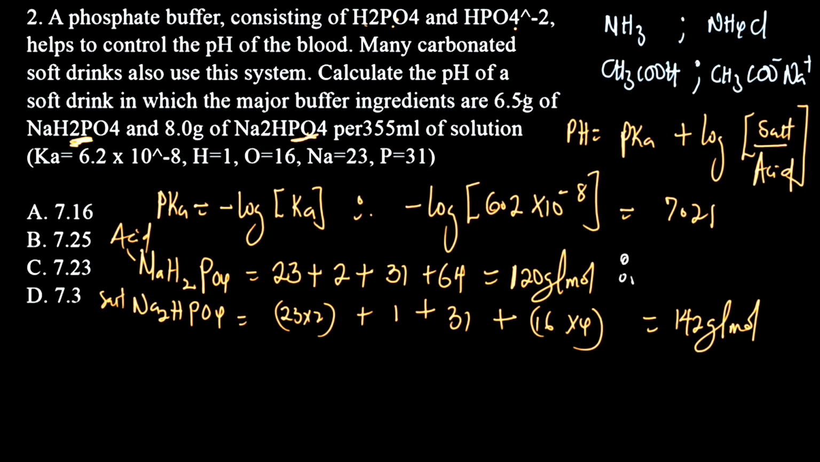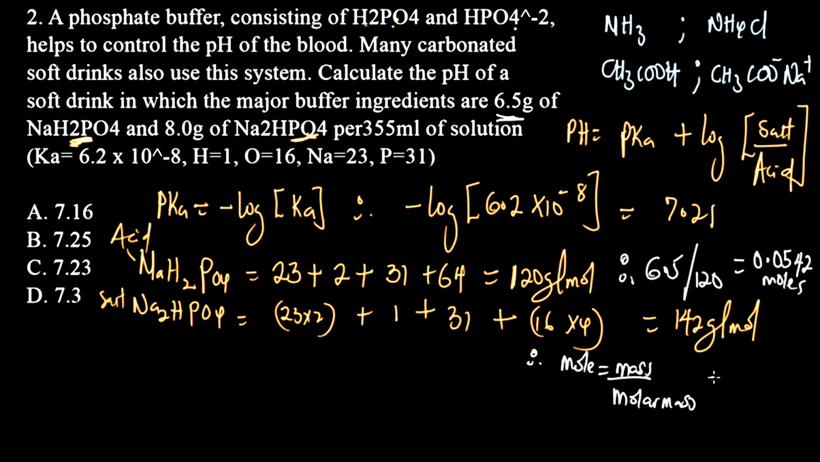So now the next thing we need to do is to convert this to mole, right? So 6.5 gram of the acid becomes 6.5 over 120. Mole is the same thing as mass over molar mass. So therefore we have 0.0542 moles. Also for the salt, we have it to be 8 gram. That will be mole equals mass over molar mass, right? And that's 8 over 142, and we have 0.0563 moles, right?